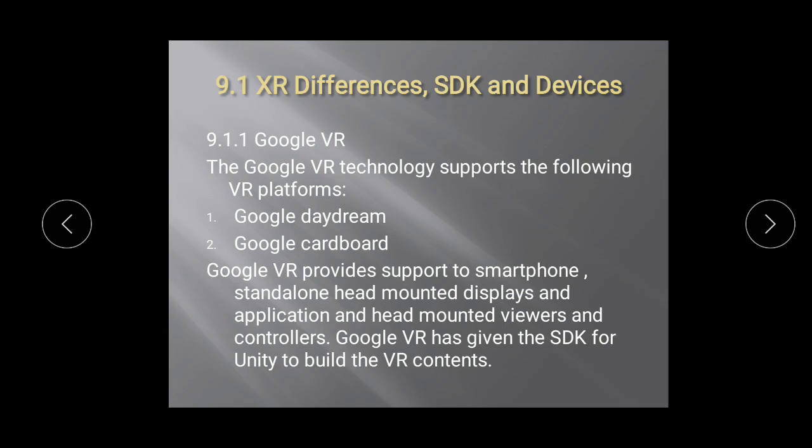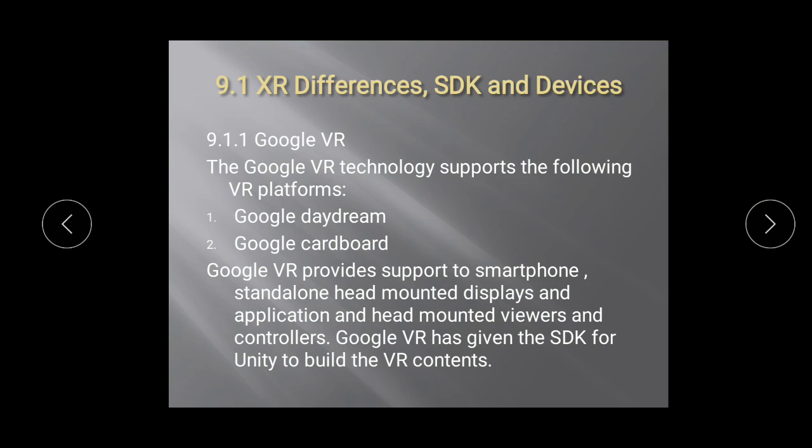Why a platform? Suppose we take the example of a train. To run that train we require a platform. Likewise, to run that technology, a supported platform is required. And for that, there are two types in that technology which support VR platforms: Google Daydream and Google Cardboard. Google Virtual Reality provides support to smartphones, standalone head-mounted displays, and head-mounted viewers and controllers. So these are the specifications in which they are supported.